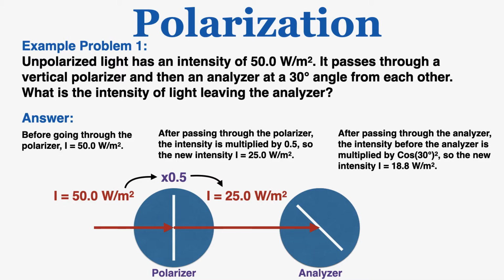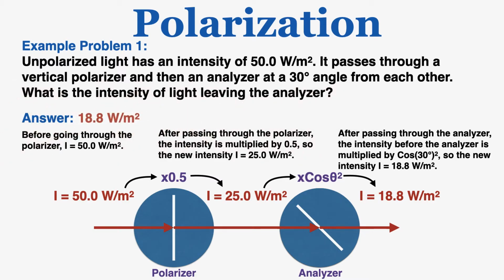Again, Malus's law is telling us that the intensity of light after it passes through an analyzer is equal to the intensity of the polarized light before it passes through the analyzer, multiplied by cosine of the angle of difference between the polarizer and analyzer squared. When I plug in 25.0 by cosine of 30 degrees squared, I get a final answer of 18.8 watts per meter squared. So that's the intensity of the light leaving the analyzer.